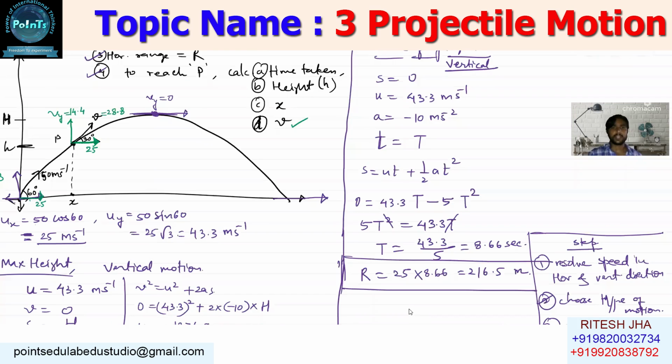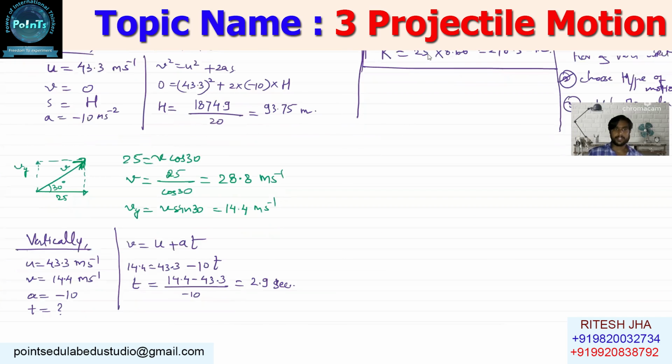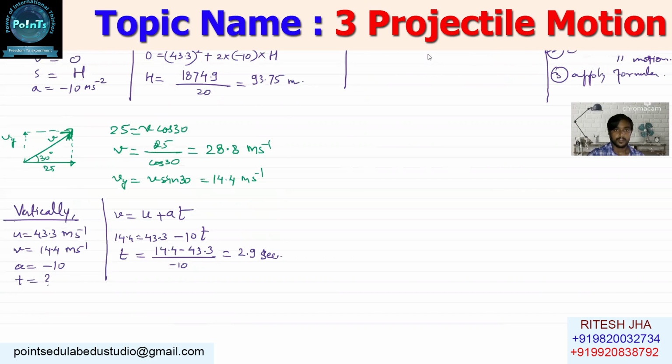Now we have to calculate the height. To reach that particular point, to reach P, we are given the initial velocity vertically. We have to get the height, right? So again, vertically, you are given U is equal to 43.3. You are given V is equal to 14.4. You are given T is equal to 2.9 seconds.